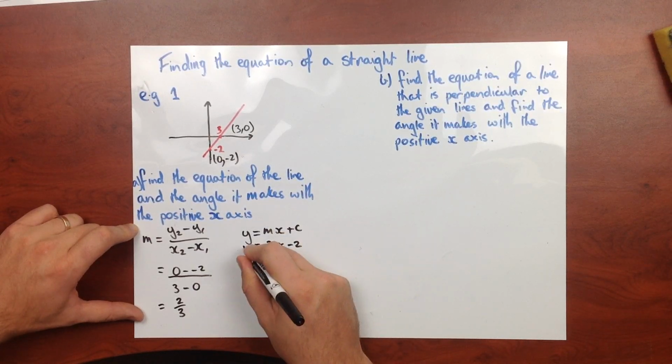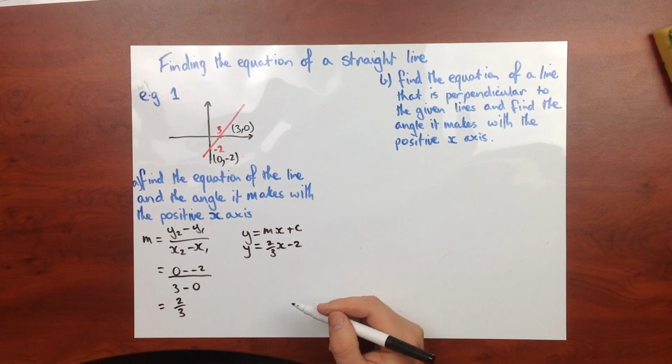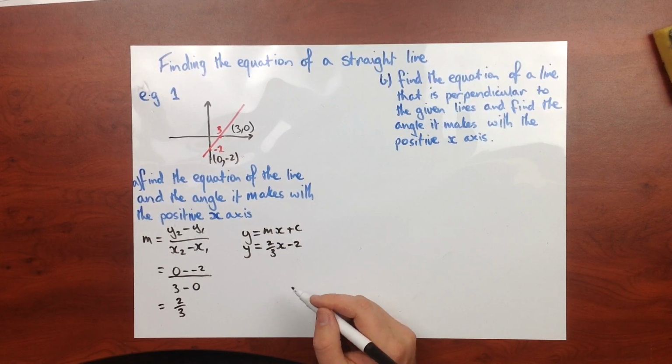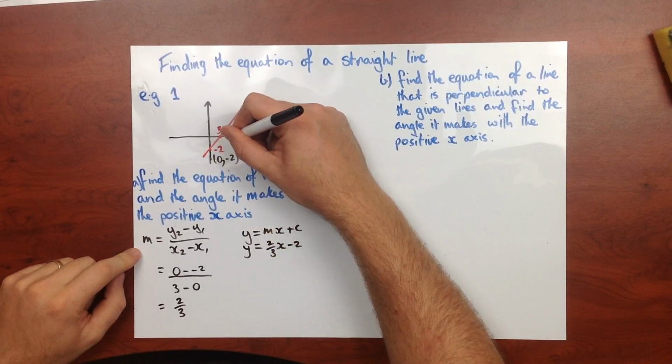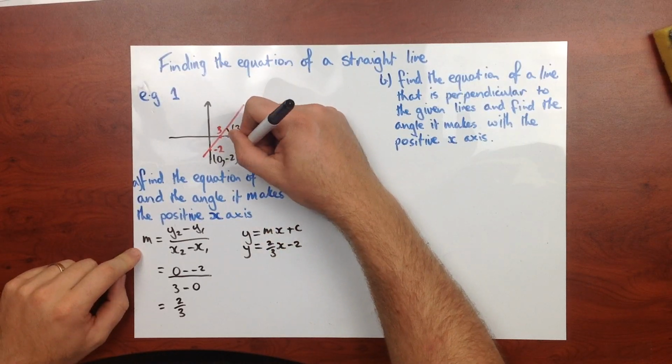So y equals 2/3 x, take 2. Now, I've only answered the first part of this question. We actually want to find the angle as well, so I need to be careful. Remember that our angle is going to be in here. It's going to be theta.